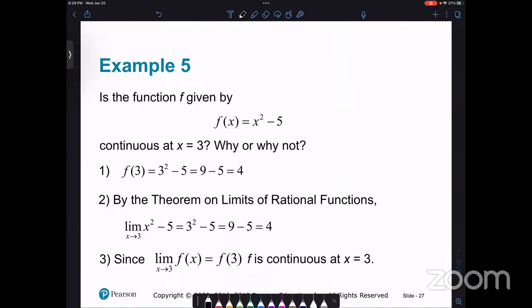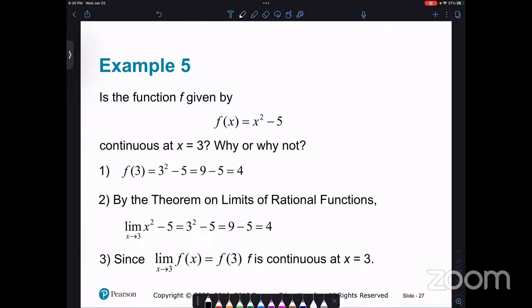So f of 3 is 4. Wait, let me finish this real quick. f of 3 is 4. By the limit theorem on rational functions, the limit as x approaches 3 of this is also 4. So that's kind of what we've been talking about the whole while. And then since the limit as x approaches 3 is equal to f of 3, we say that f is continuous at x equals 3.